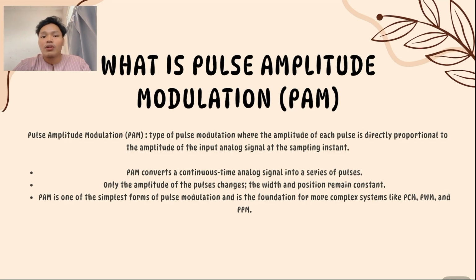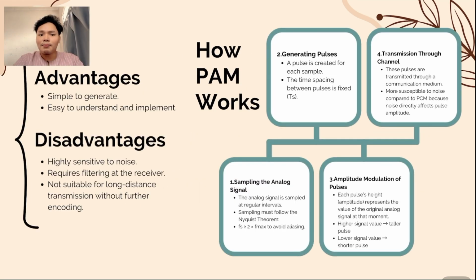PAM converts a continuous analog signal into a series of pulses. Only the amplitude of the pulse changes. The width and the position remain constant. PAM is one of the simplest forms of pulse modulation and is the foundation of more complex systems like PCM, PWM, and PPM.